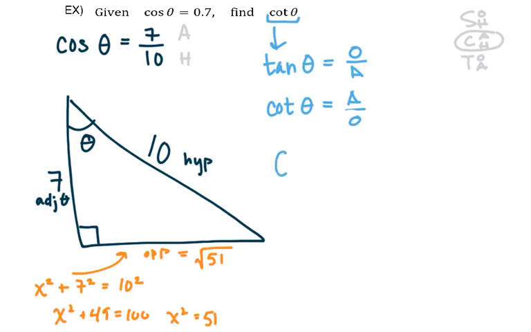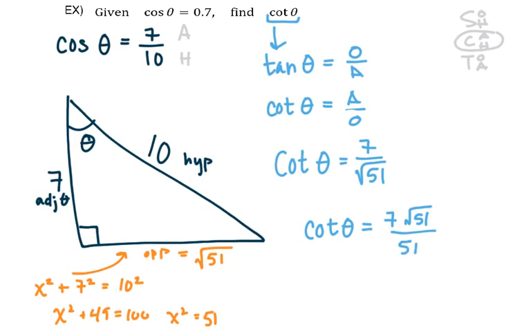Therefore, cotangent theta, adjacent over opposite, is going to be 7 over the square root of 51. Technically, we should rationalize this. Cotangent theta is going to equal 7 root 51 over 51.